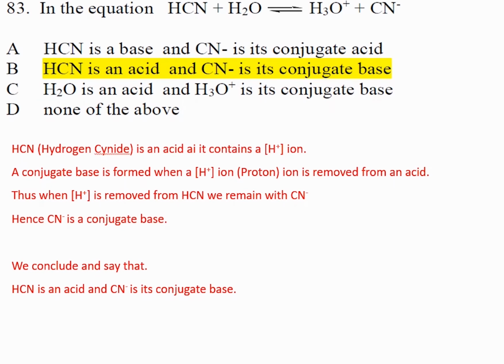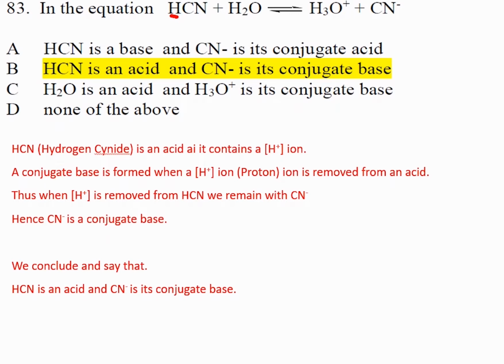Question 83. We have the equation hydrogen cyanide plus water to form the hydronium ion and the cyanide ion. So in this question, hydrogen cyanide is an acid and it contains hydrogen ion. So this is the hydrogen ion contained by the hydrogen cyanide.